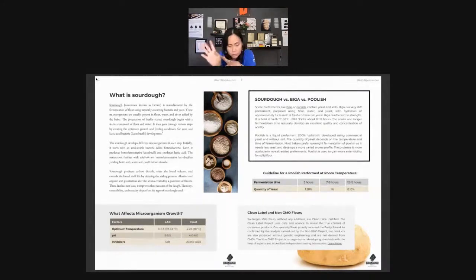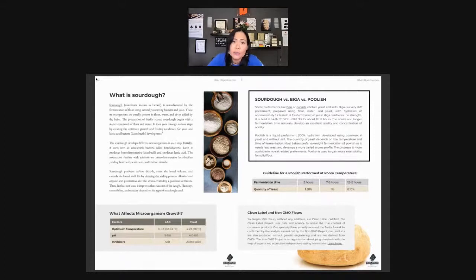And I'll talk a little bit more about that later. So what this paper also outlines is that pH, temperature, and inhibitors also affect lactic acid bacteria, or LAB, and yeast, and how these affect it, and what are the optimal conditions for these two to grow.